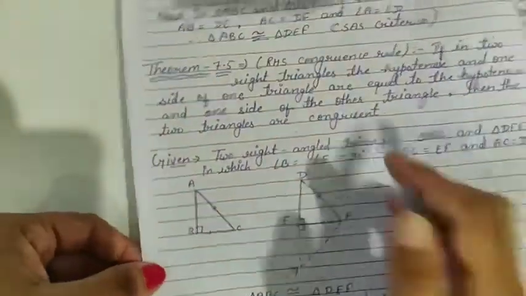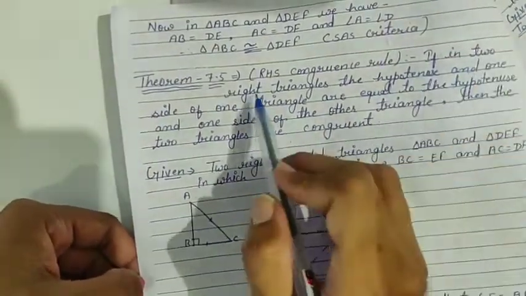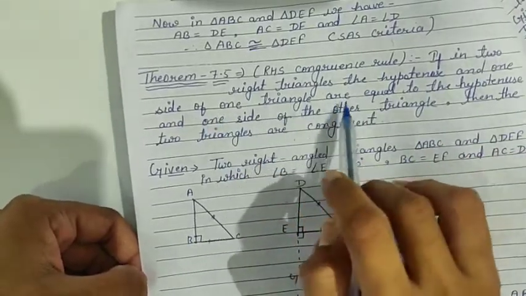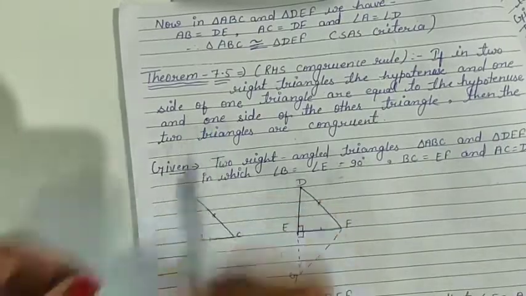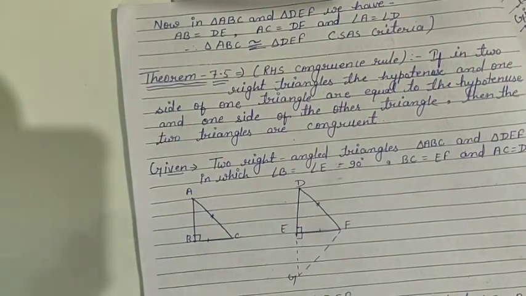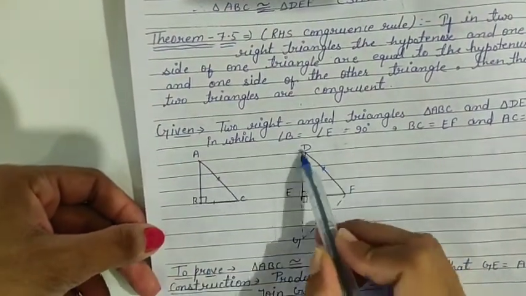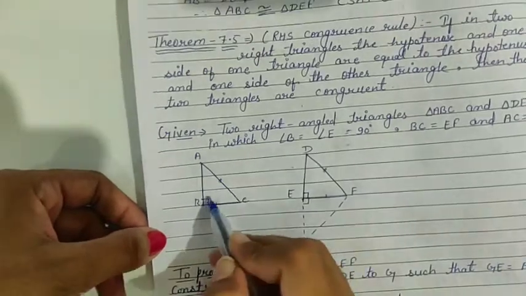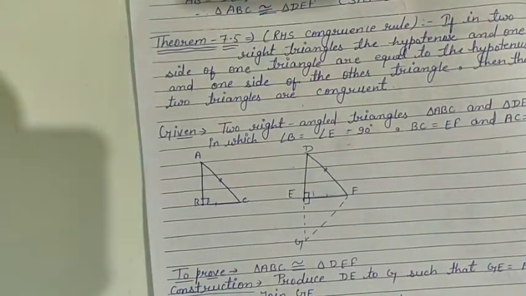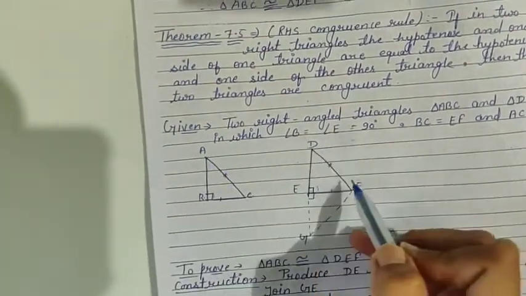Now our next theorem is the RHS congruency rule. If in two right triangles the hypotenuse and one side of one triangle are equal to the hypotenuse and one side of the other triangle, then the two triangles are congruent. These are two right angle triangles ABC and DEF, in which angle B equals angle E equals 90 degrees, and BC equals EF and AC equals DF.